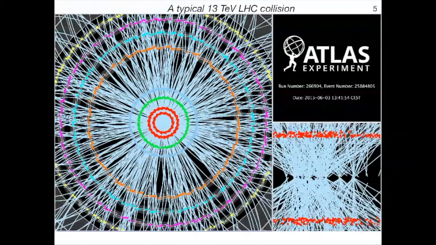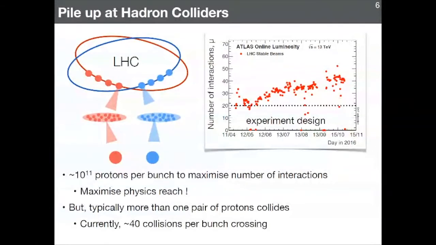Now, here's what it can look like if you look at a typical 13 TeV collision. This is looking at ATLAS as you slice through. If you look longitudinally here, you actually see all the different vertices that you get from the LHC.